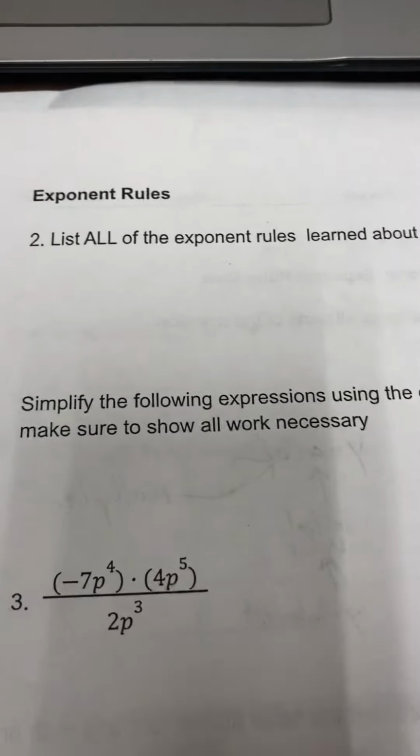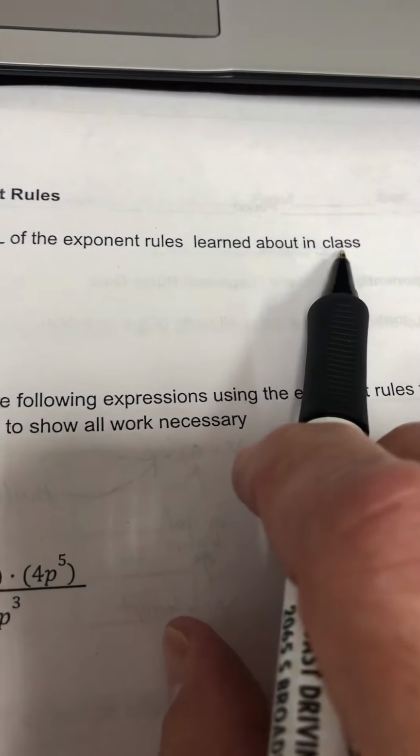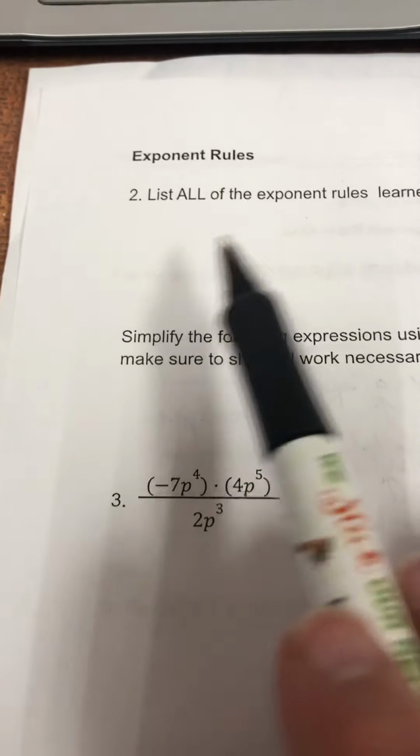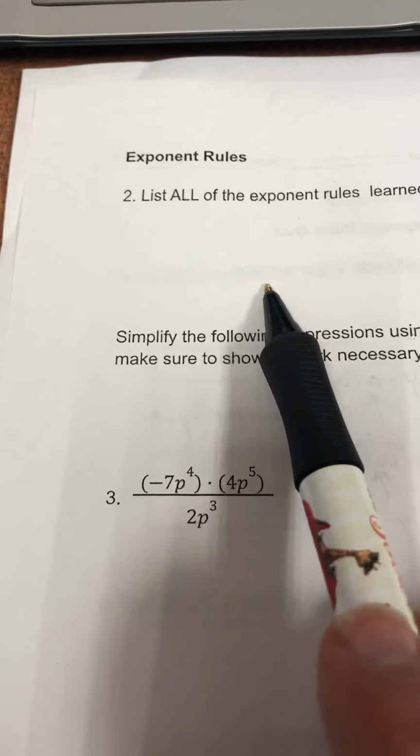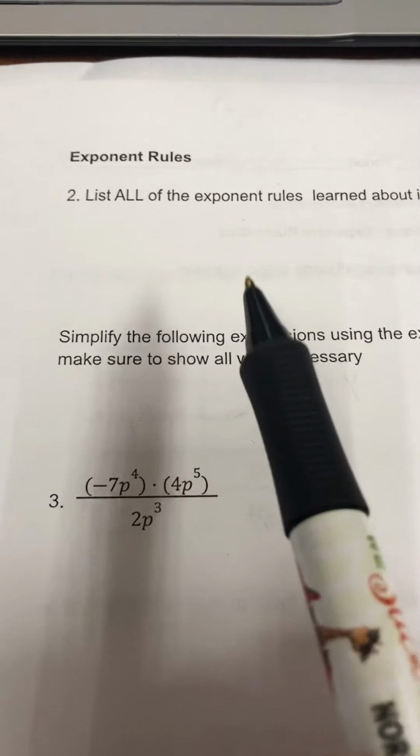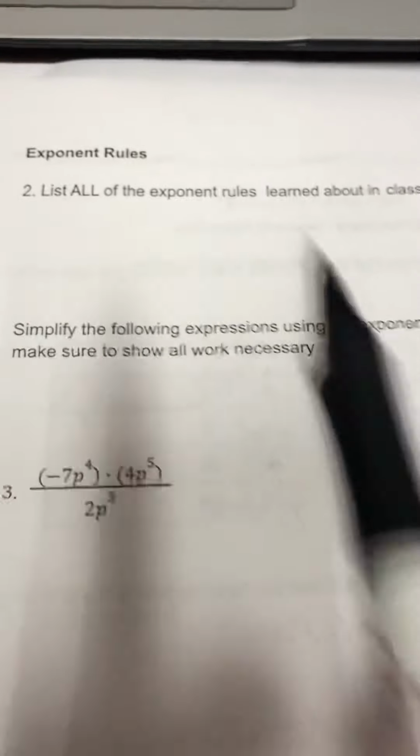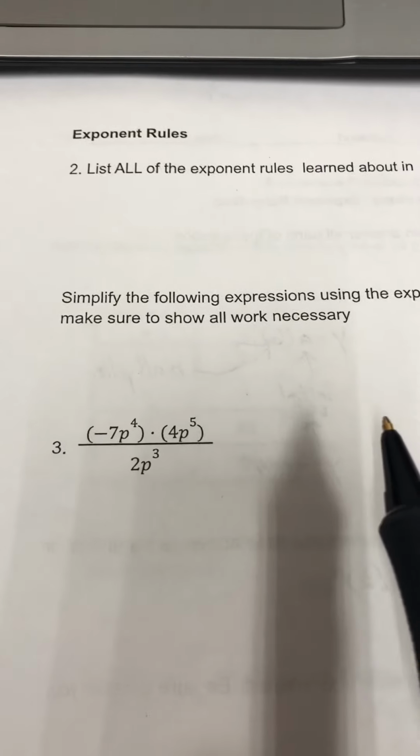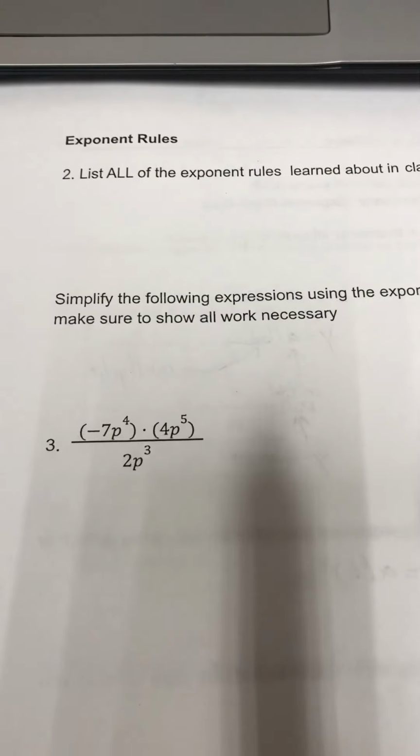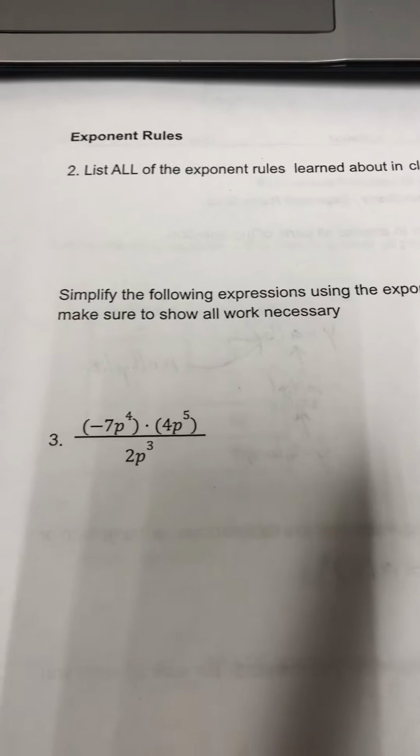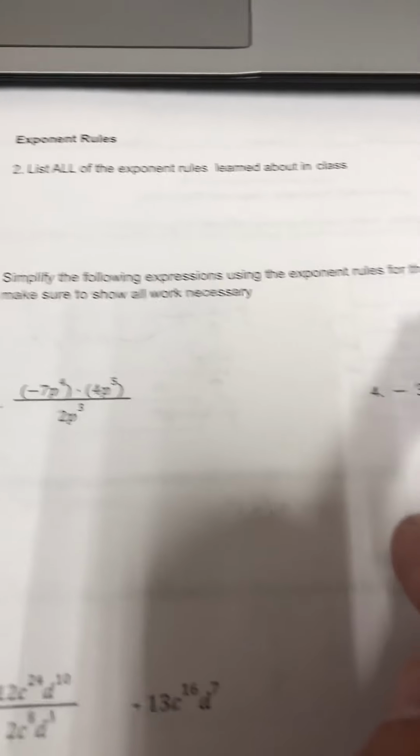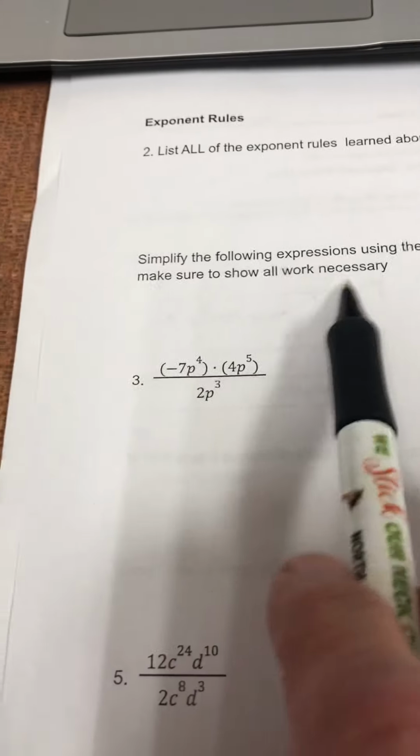For number 2, you're going to list all the exponent rules learned about in class. So list all the rules, like what do you do with exponents when you are adding, subtracting, multiplying, dividing. What do you do with the exponents, okay? That's what you're going to do for number 2. Look at your notes. If you're at home, you could even Google that stuff. Exponent rules, and you could put them in your own words here. Simplify the following expressions using the exponent rules for the following problems. Make sure you show all work necessary.